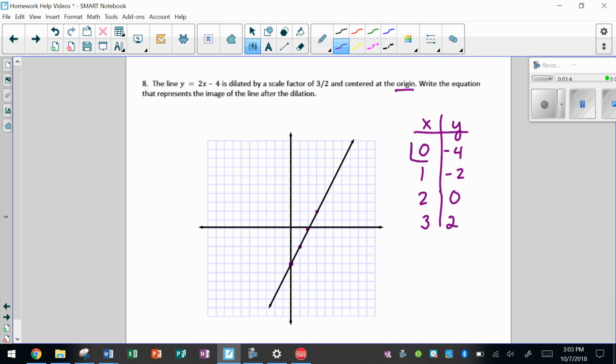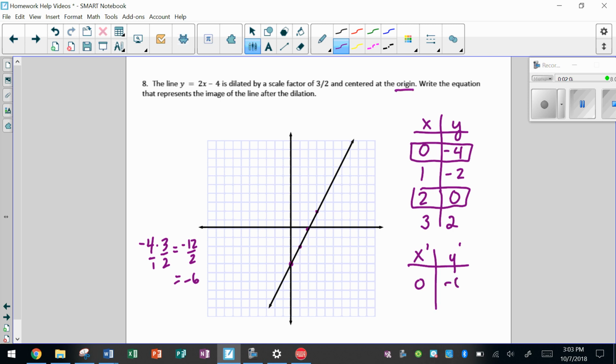So here's what I'm going to do. I'm going to pick this point here and this point here, and I'm going to multiply by the scale factor. So obviously when I multiply 0 by 3/2, it remains 0. When I multiply -4 by 3/2, -4 times 3/2, I get -12 over 2, which is -6. So that's going to be our new point.